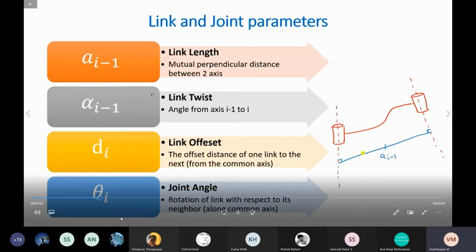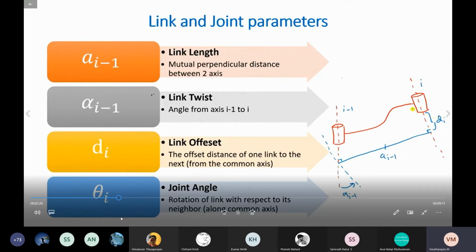Your second parameter would be the link twist. So if we assume this joint to be our ith joint, this would be our i minus 1. So this axis can be redrawn over here, sort of something like that. And this angle would be our link twist alpha i minus 1. The third value is the link offset, which is the offset distance between the link and the common axis. So sort of something like this.